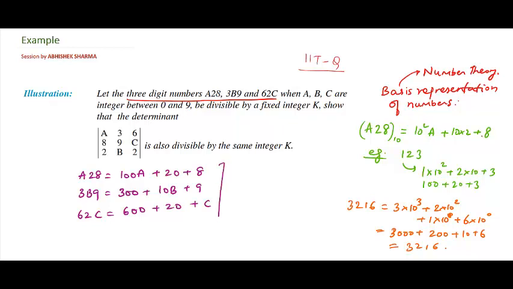So we have this information, this is given to us, and we are given that these 3-digit numbers are divisible by a fixed integer k. So maybe this first number is equal to some lambda times k, this is equal to some mu times k, and this number is, let's say, nu times k, where lambda, mu, nu belong to the set of integers, right? k is also given as an integer.